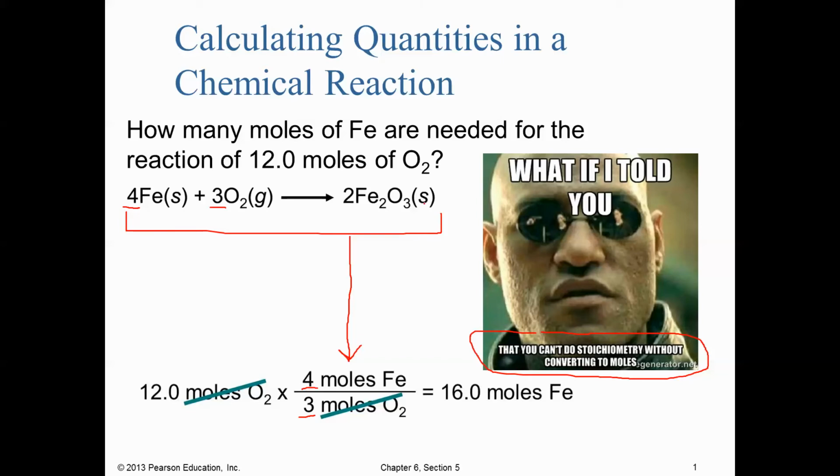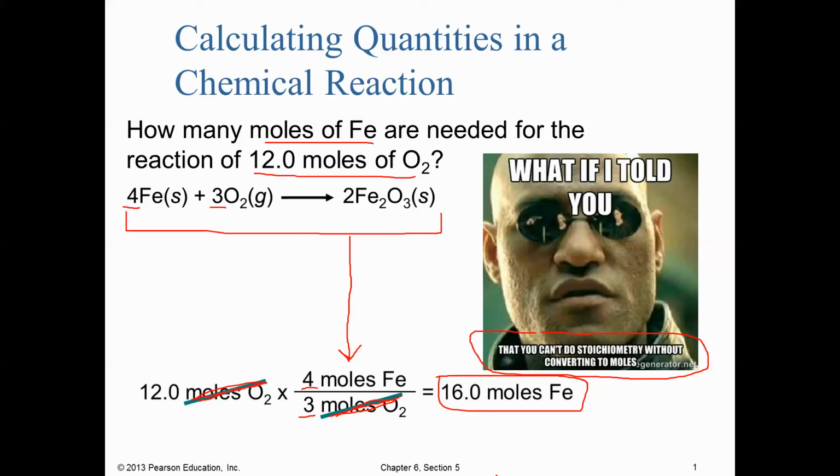So our question asks, how many moles of iron are needed to react with 12 moles of oxygen? This is a pretty typical stoichiometry problem. We're converting between amounts of two different chemicals, in this case oxygen and iron. So here's our 12 moles of oxygen. Then we take our ratio from the balanced equation. Moles of oxygen go on the bottom, so those will cancel. And we do our good old-fashioned unit cancellation, which hopefully you are getting pretty handy at this point. And we end up with 16.0 moles of iron.